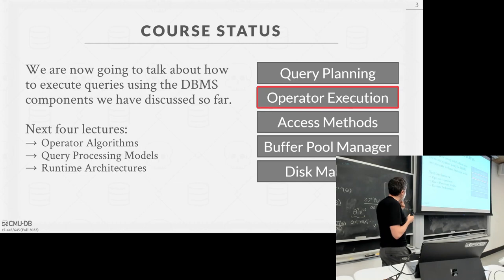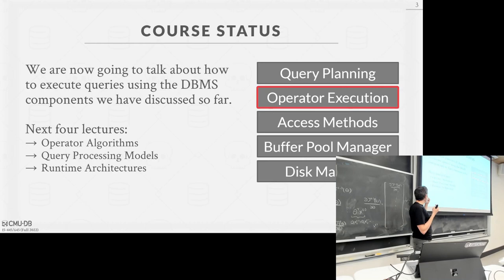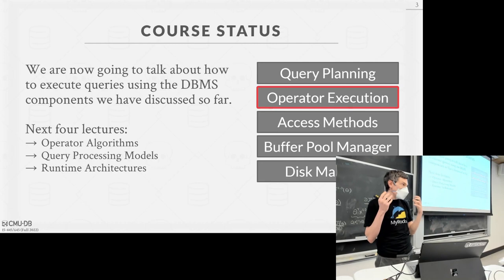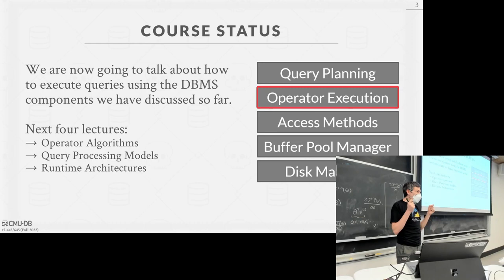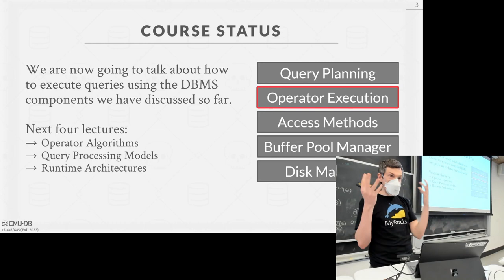So the next four lectures are going to be covering three key ideas. We'll start off talking about how we're actually going to implement the algorithms that you would have in our query plan: how to do sorting and aggregations, which is today, how to do joins, and other types of relational operators. Then we'll talk about how you pass data within your query plan as you execute it. And then we'll talk about the implementation of the database system: how you maintain multiple threads or multiple processes to execute these queries following the different processing models. Okay?